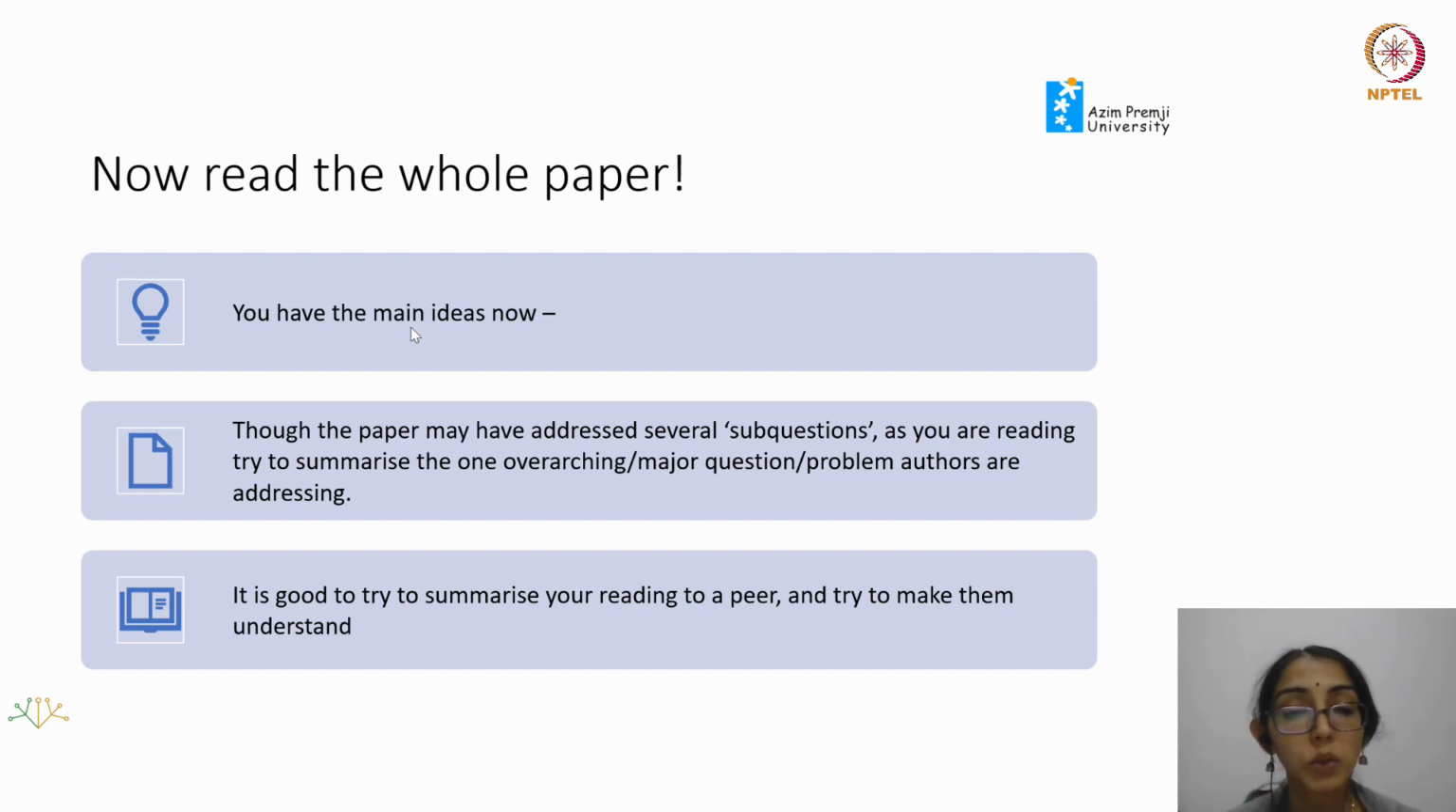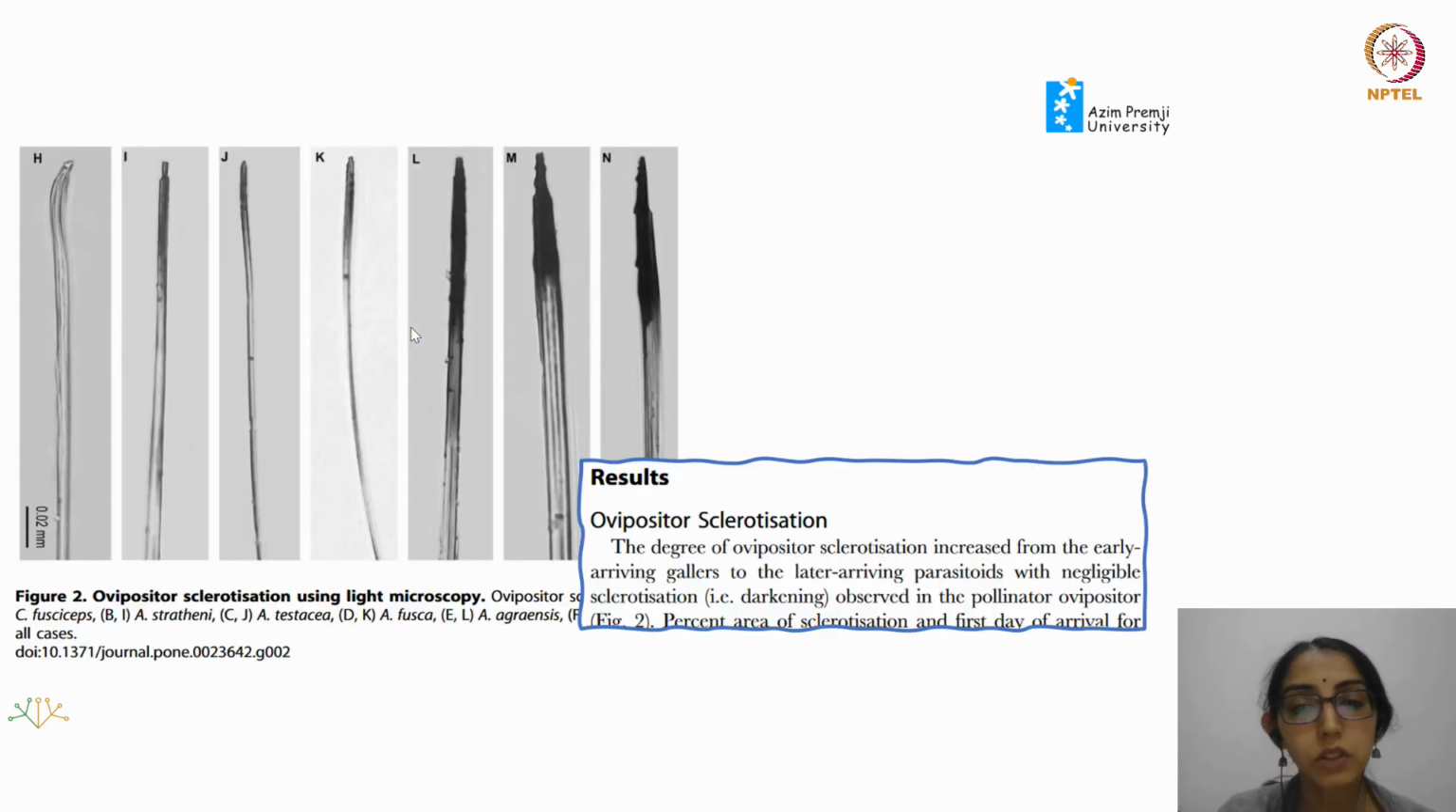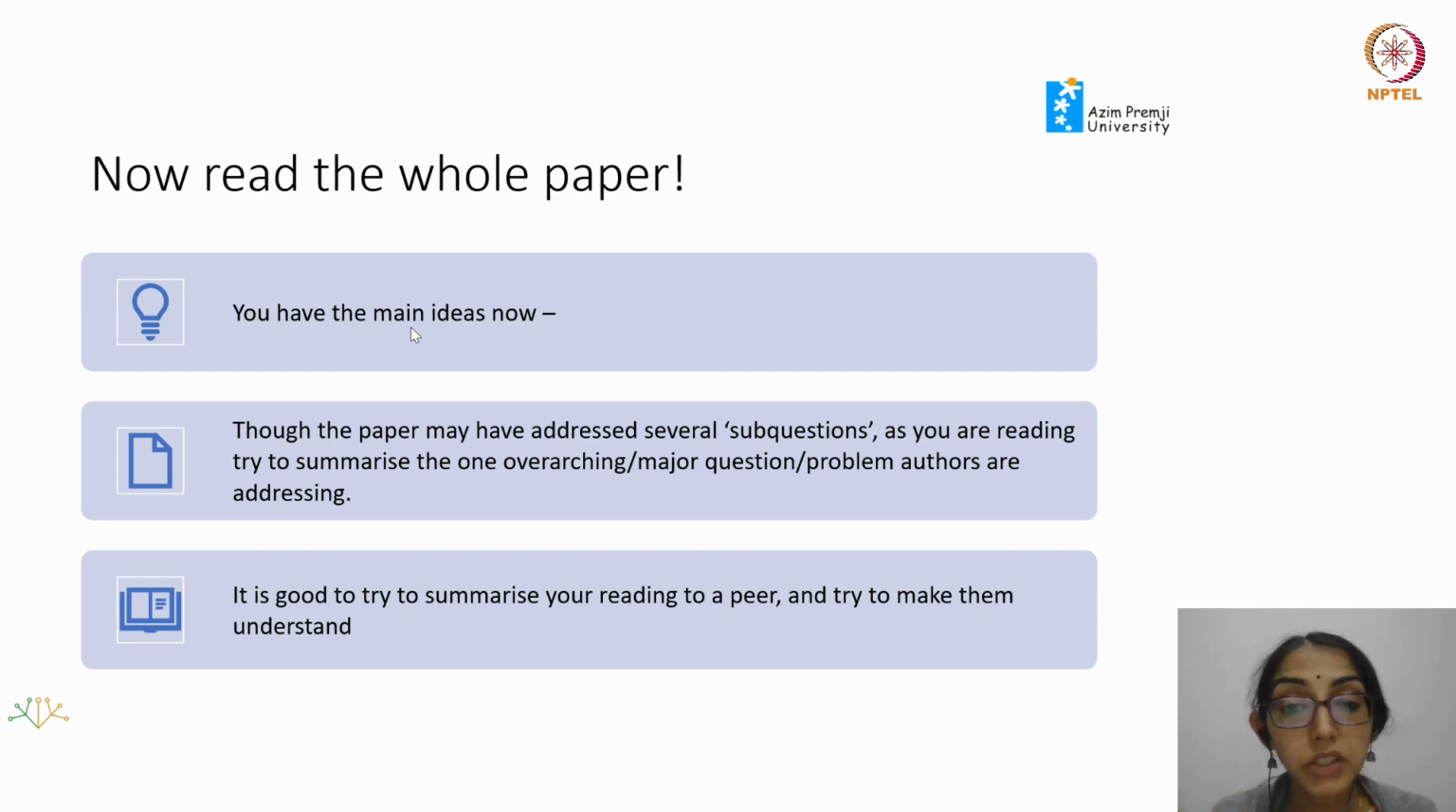Now, once you've done this, though, the paper may have addressed several sub-questions, right? For example, in the figure that we saw here, they have looked at sclerotization of these ovipositors. So that is one thing. They're just saying the sort of question they've asked and answered using this figure is to say what is the sclerotization of the ovipositors from different species. But what is the overarching question? What is the major problem the authors are trying to address? That is something you should keep in mind. And that comes about by looking at every figure separately.